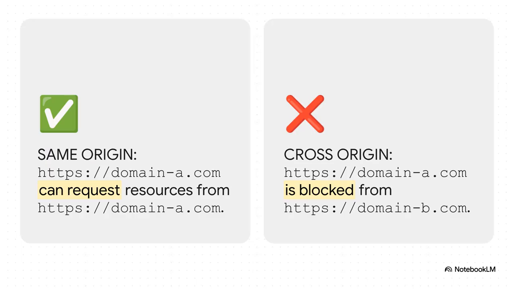What this means in practice is that a script running on, say, domain a.com can ask for anything else it wants from domain a.com. That's the same origin request. Totally fine. But the second that same script tries to fetch data from domain b.com, bam! The browser's security wall goes right up and blocks it. That right there is a cross-origin request.